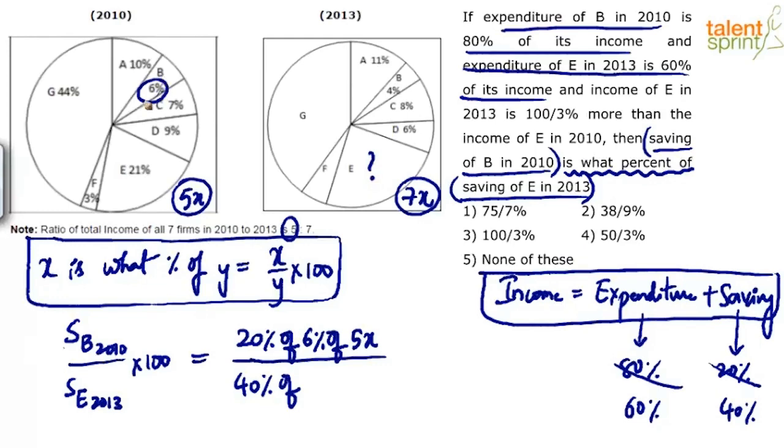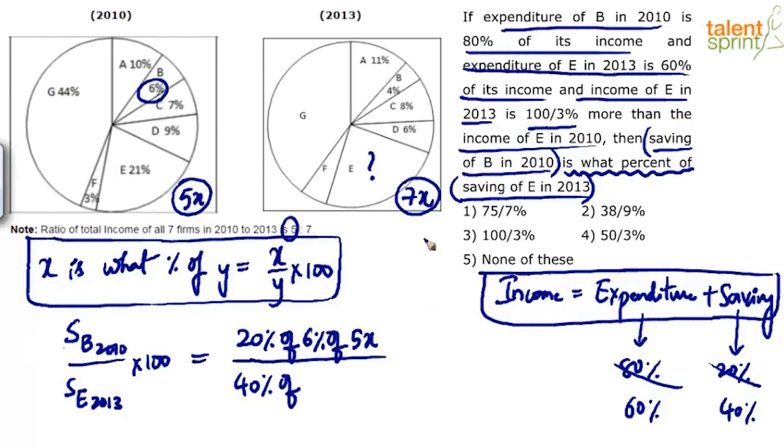Income of B in 2010 was directly given as 6%, but income of E in 2013 is not given directly. The next part of the question says income of E in 2013 is 100 by 3%, which is 33.33%, more than the income of E in 2010. So that's a separate calculation.